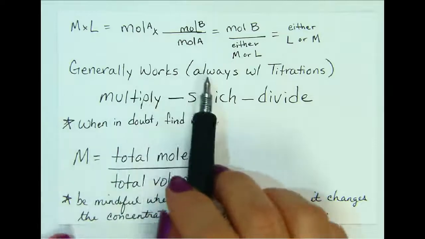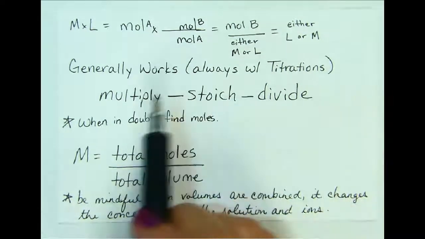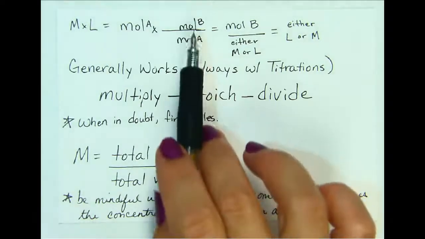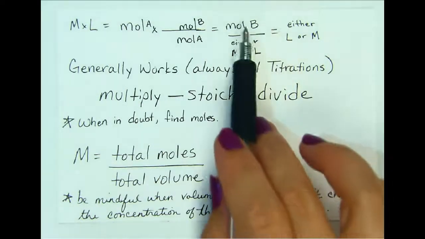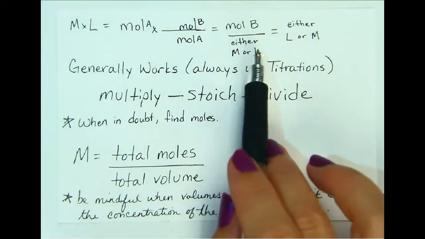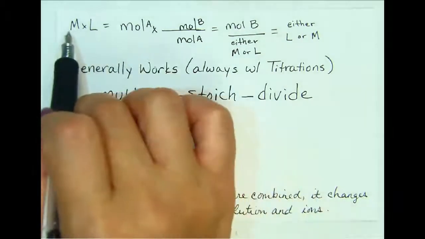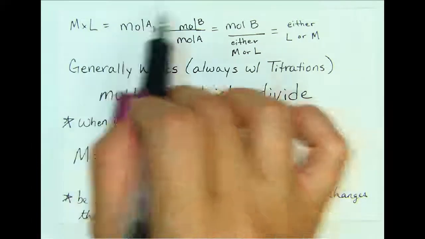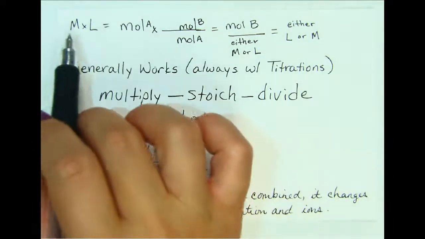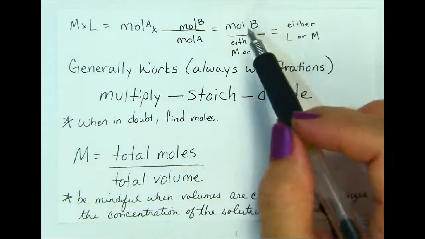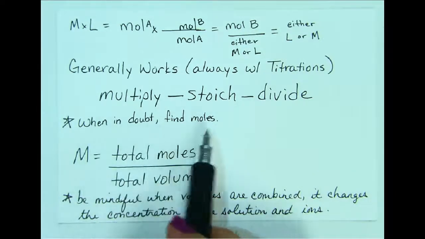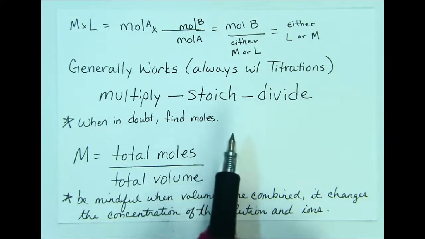Generally, this is going to work, but it definitely works with titrations. When in doubt, you can multiply, that's multiply molarity times liters, stoich, that's stoich here, and then divide. In this case, we're dividing our answer by one other given. If you are not given molarity and liters, perhaps you're given something else that can be converted to moles first, and then you would continue on with this process. Or maybe you end up with moles here, and they don't want molarity or liters, maybe they just want grams, and then you just have to convert this answer to grams. All right, when in doubt, find moles, and then you can just about do everything from moles.